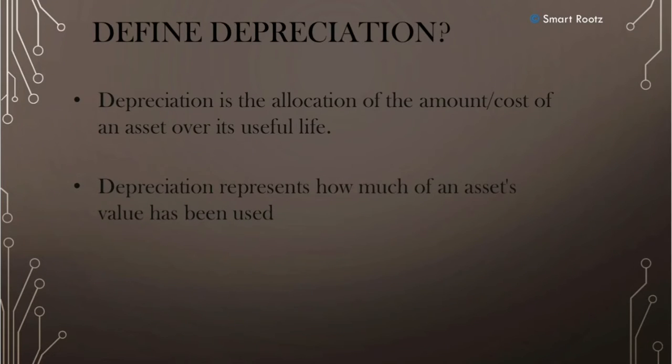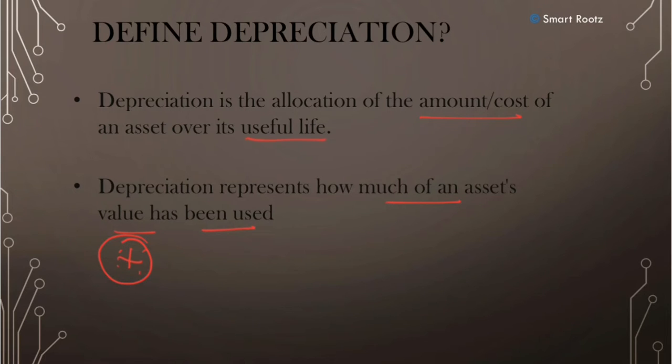So let's define depreciation. Depreciation is nothing but an allocation of the cost of an asset over its useful life. So it's a method to allocate the cost of the asset throughout the useful life. It also represents how much of the asset's value has been used. This is a very important definition of depreciation, because the whole purpose of charging depreciation is to show how much of the asset has been used in order to generate revenue for the company. So that's the whole purpose of introducing this concept of depreciation.